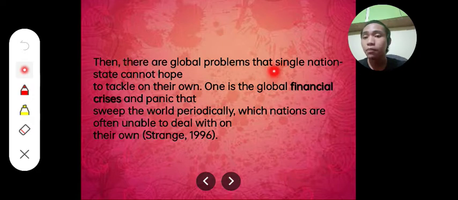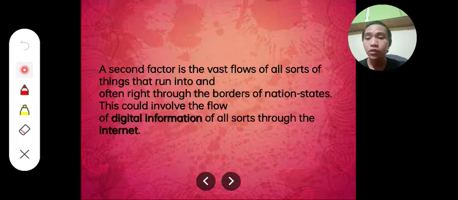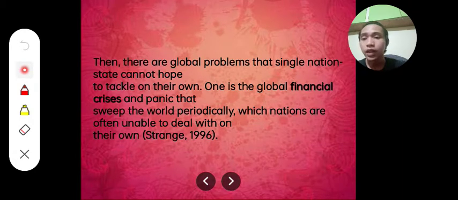Next, there are global problems that single nations cannot hope to tackle on their own. One is the global financial crisis and panic that sweep the world periodically, which nations are often unable to deal with on their own. That is according to Strange 1996. One of the problems in the 21st century is that there are lots of financial crises being involved in one particular country. Of course, if there is a financial crisis, one country can be determined as a poverty country.